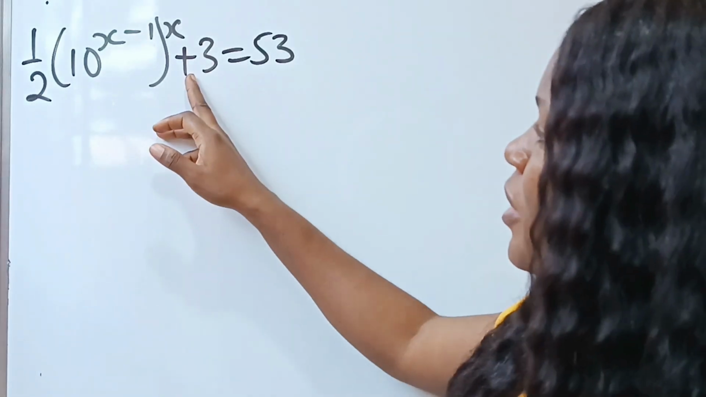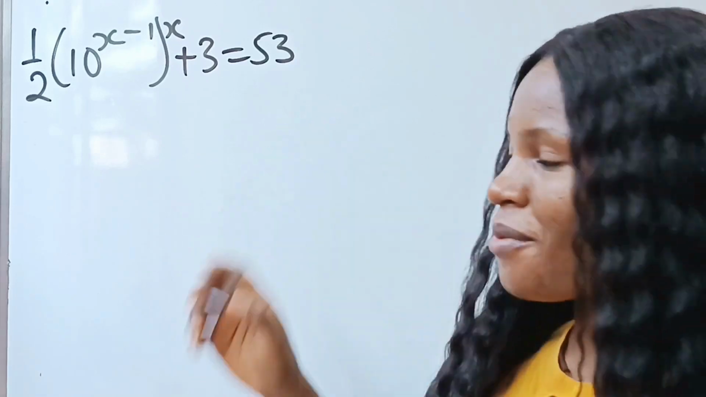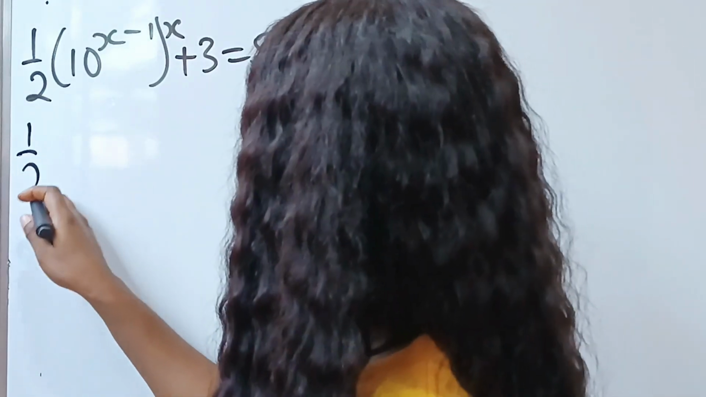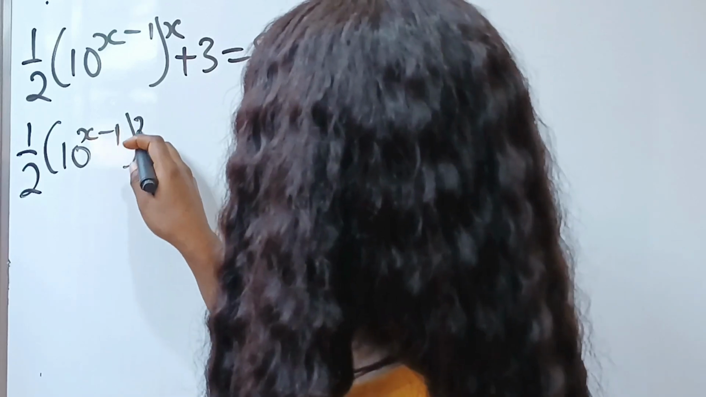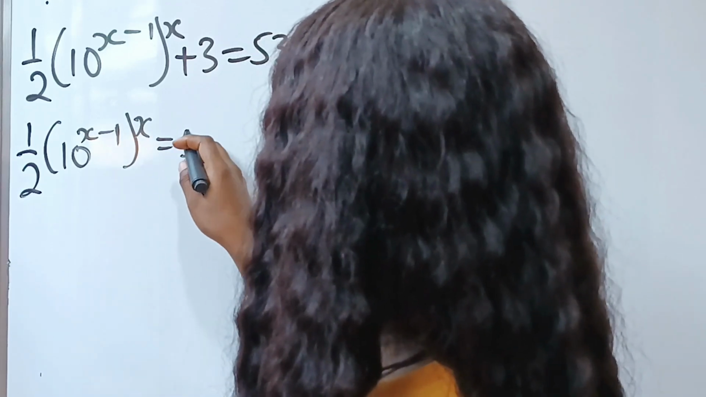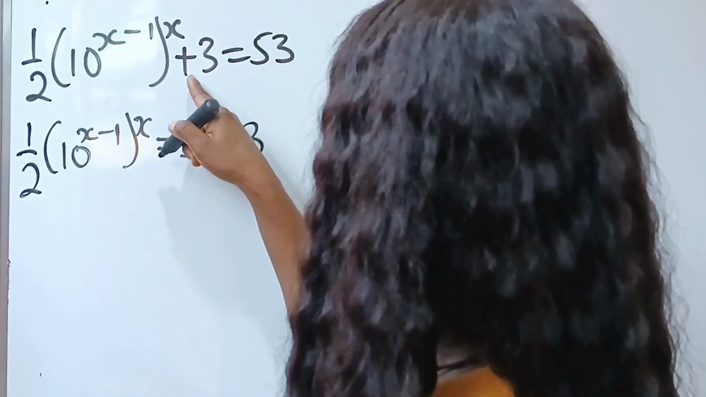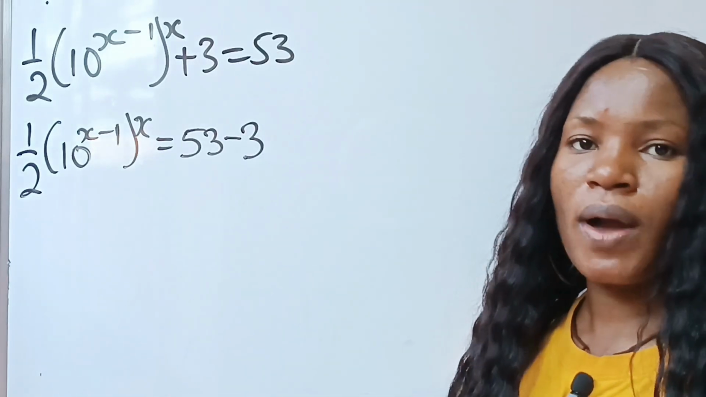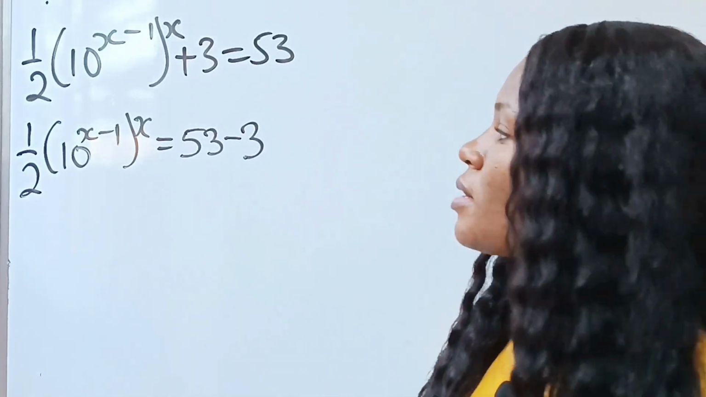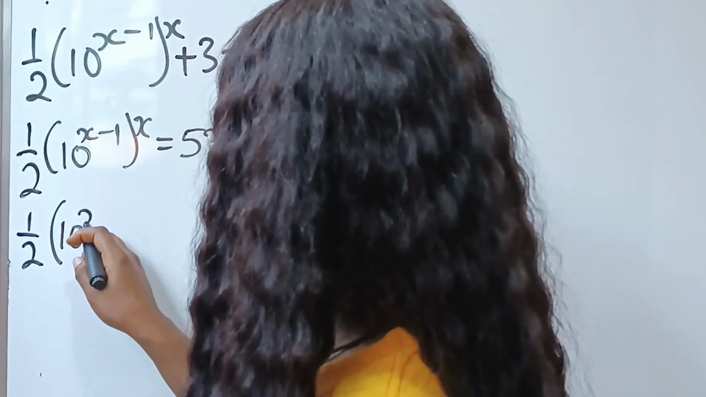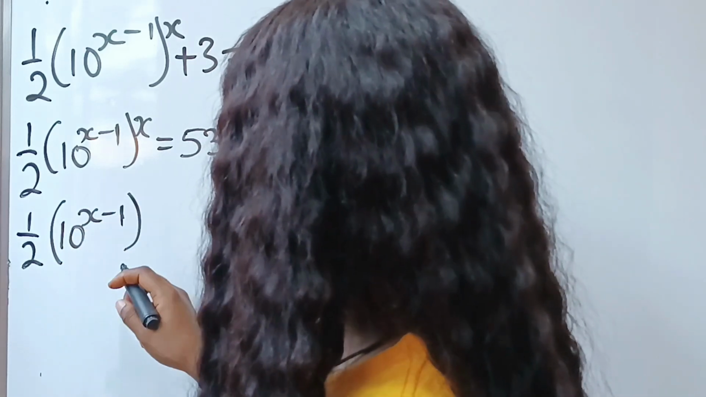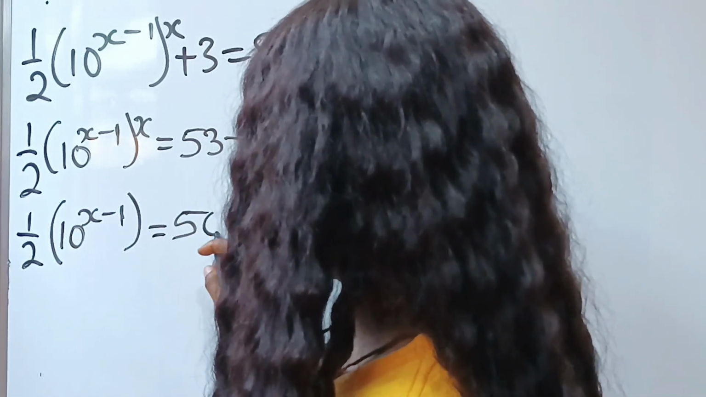Okay, so first we are going to transfer this to this side. So we have half bracket 10 to the power of x minus 1 to the power of x is equal to 53 minus 3, because when this plus 3 crosses, we are going to have minus 3, right? So we have half bracket 10 to the power of x minus 1 is equal to 50.